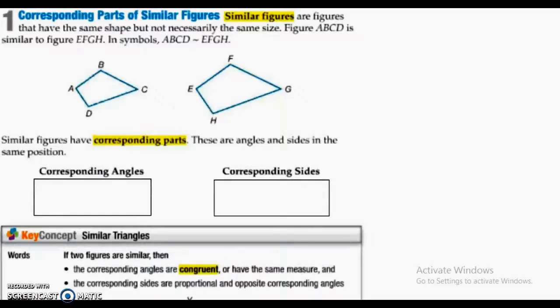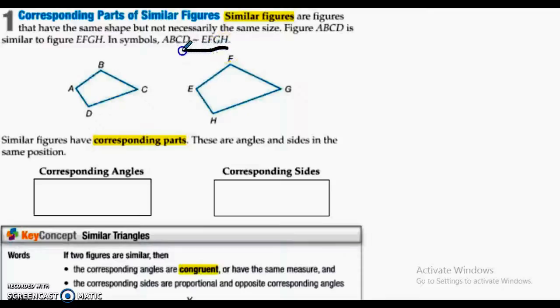Corresponding parts of similar triangles. Let's write down what we need to know here. Highlighted words. What is a similar figure? A figure that has the same shape, but not necessarily the same size. So one figure is going to be bigger or smaller than the other one, depending on how you look at it. And look at the end of this statement. Make sure we write this down.